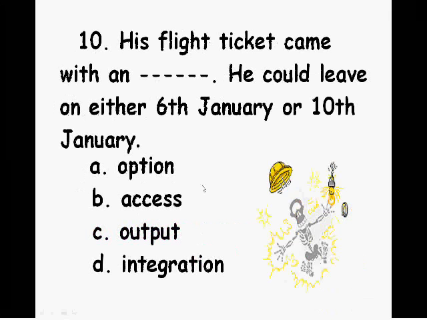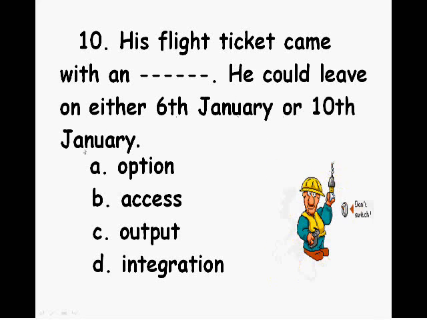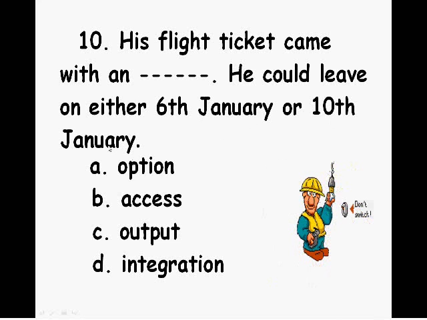Okay? Number 10. His flight ticket came with an, he could leave on either 6th January or 10th January. Okay? So here, again, even if I did not understand what's going on, I have in the second sentence a kind of clue. Yeah? He could leave on either this date or the other one. So if I have to what? Either this or that. It's for me to choose.